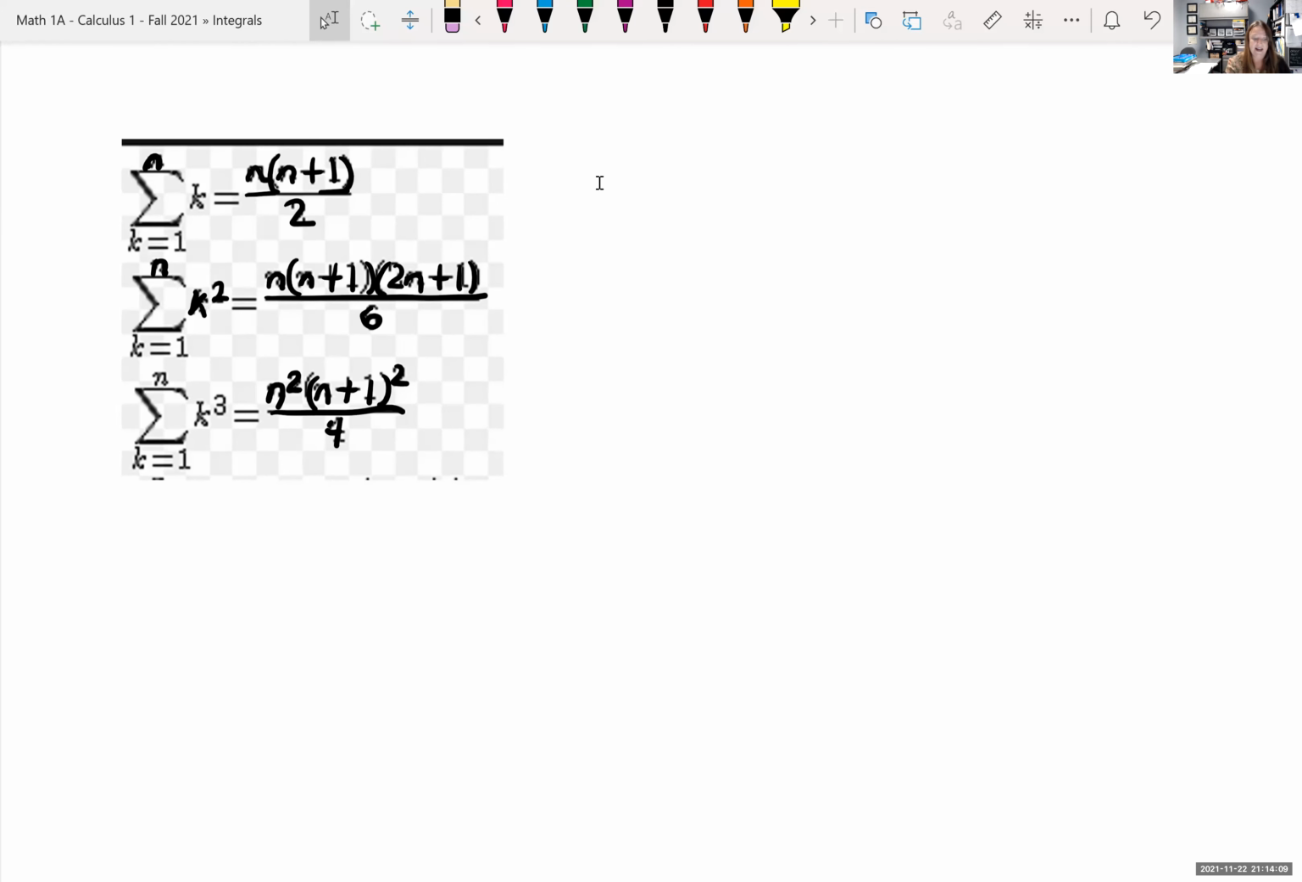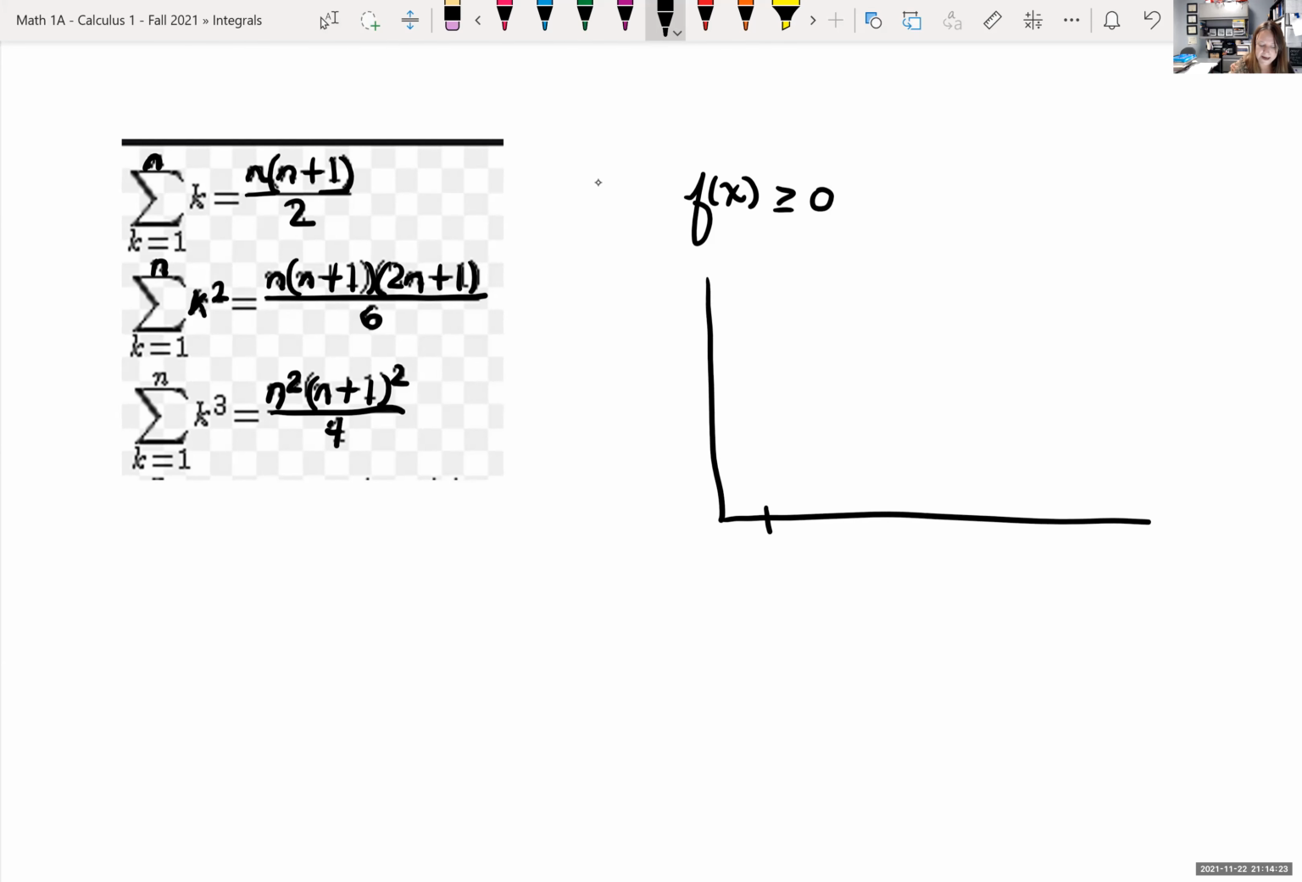So recall we were looking at, and right now we're going to say our function is greater than or equal to 0. So we're just going to look right now at our function f of x that is above the x-axis, or on the x-axis. And so we were looking at some interval from a to b. We had some curve. Let's say that this was f of x. And we were looking at making these rectangles underneath the curve. And the more rectangles we made, the better estimate we had.